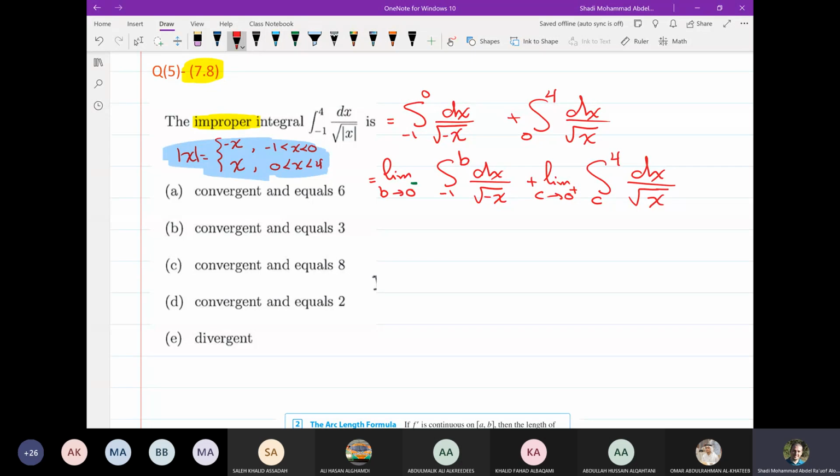Now, try to continue. All of you, I need you to continue solving and give me the solution. Is it A, B, C, D, or E? Doctor, we use substitution. Yes, you can use substitution.